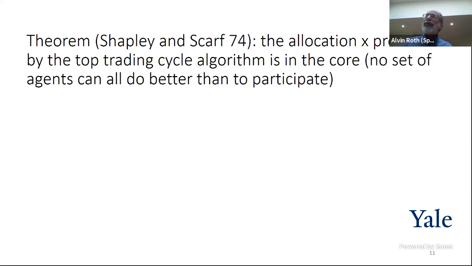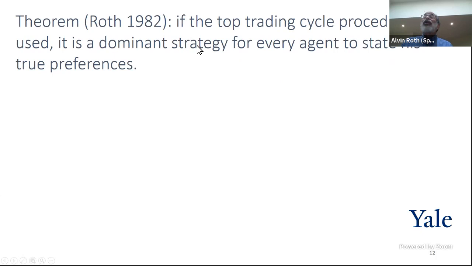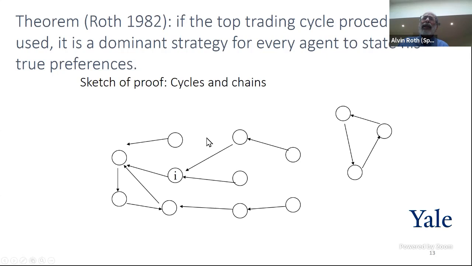And indeed, it's a dominant strategy. You always have to ask a question when you're going to think of an allocation mechanism where you ask people their preferences: will they tell us their true preferences? And indeed, there's a reason for them to tell their true preferences. And it's not hard to prove. But I think I won't prove it now, except to give you a very brief idea, partly because I want to show you this picture of cycles and chains.